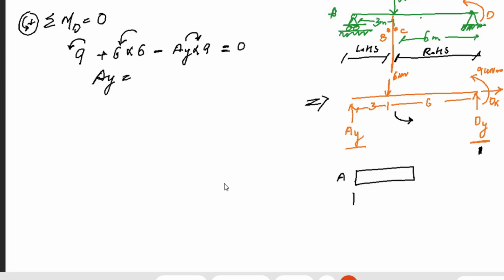The 5. Okay, AY is your 5 kilonewton. AY is your 5 kilonewton. And how much will be DY? 1. Absolutely 1. Total of 6 as point load. If AY is taking 5, similarly, your DY will be 6 minus 5, 1.